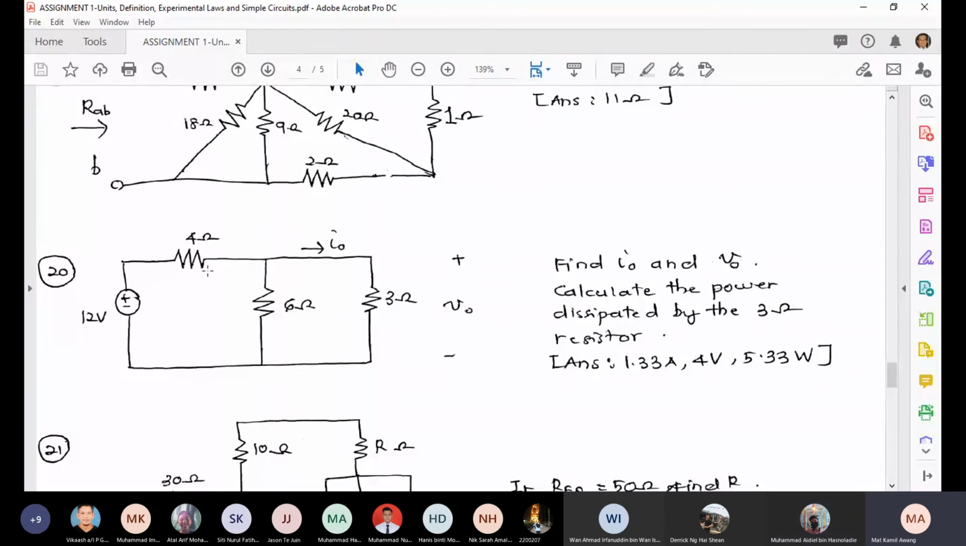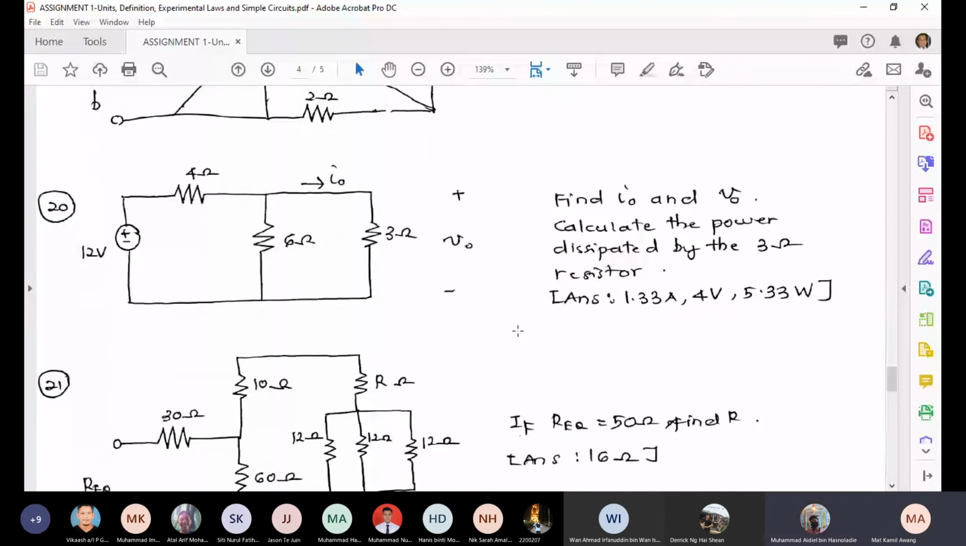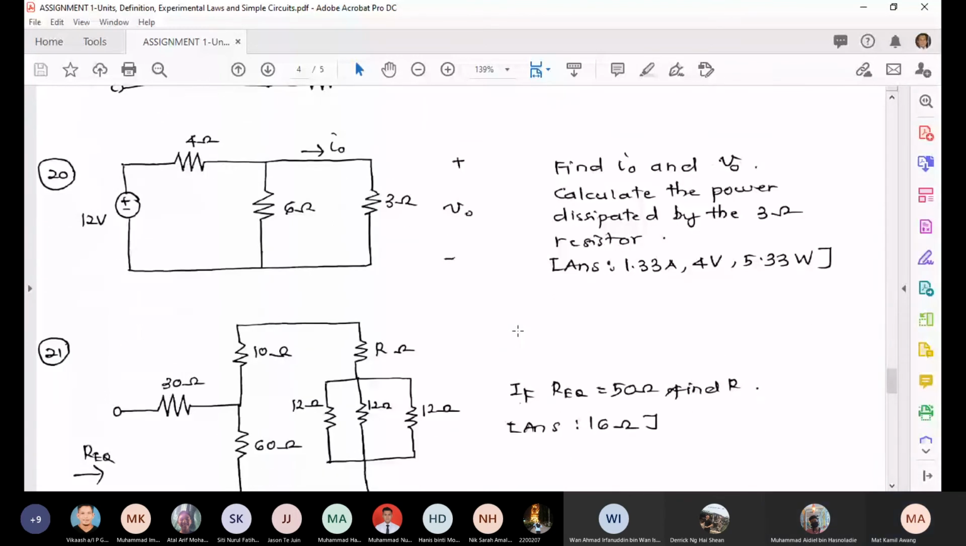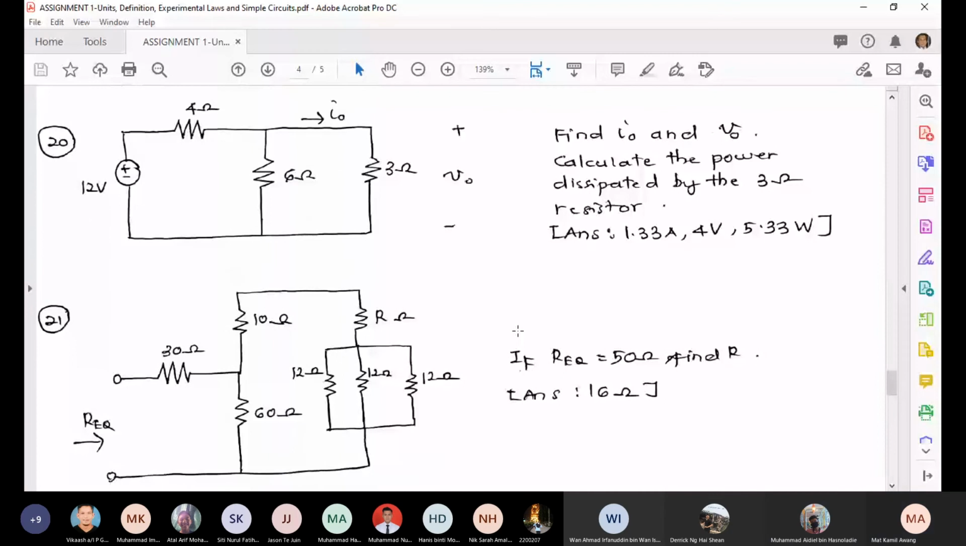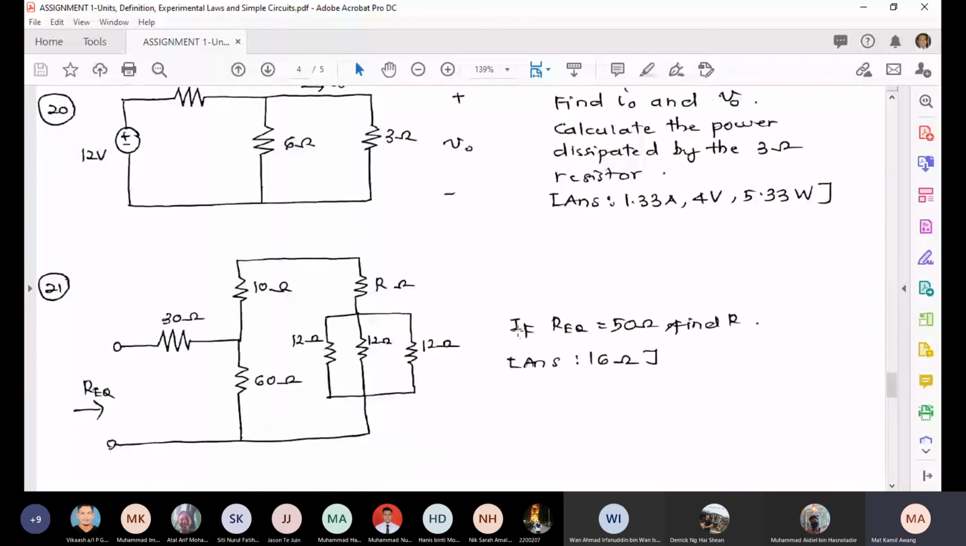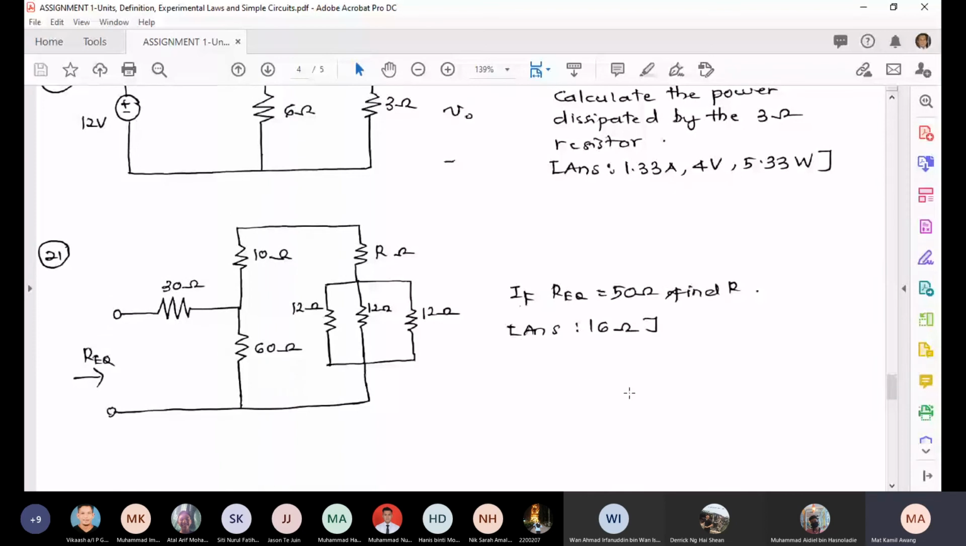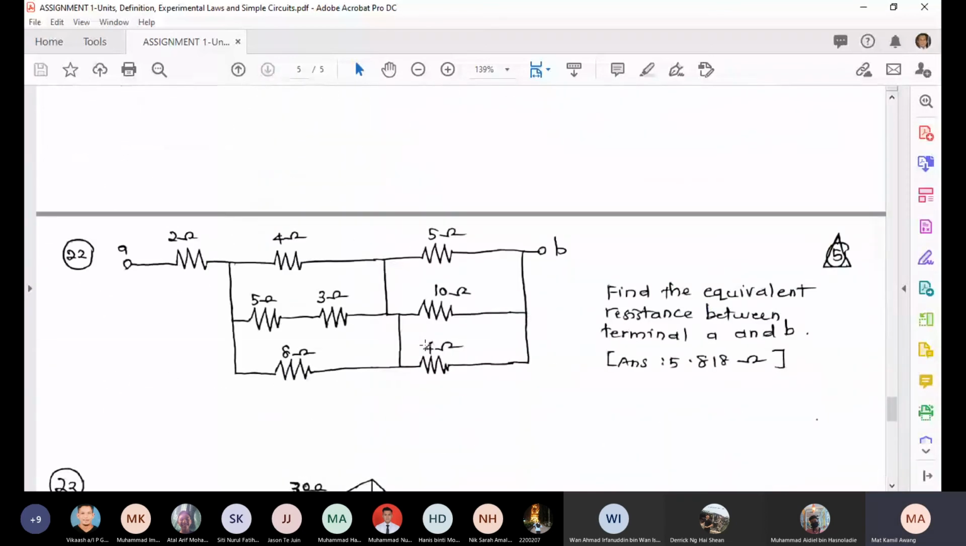When you can find the I through these 4 ohms, then you use a current divider to find the I naught. When you find the I naught, you can find the V naught. From there, you can calculate the power dissipated at these 3 ohms, which is I naught times V naught, IV. This one, R equivalent: you start calculation from the right.